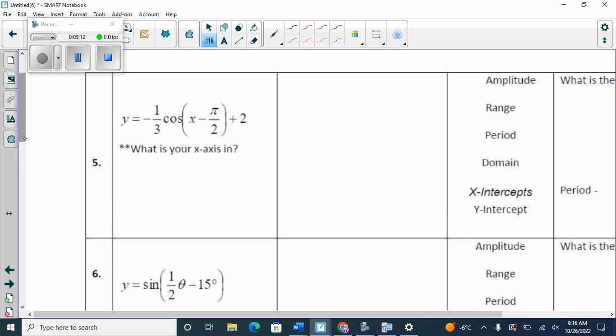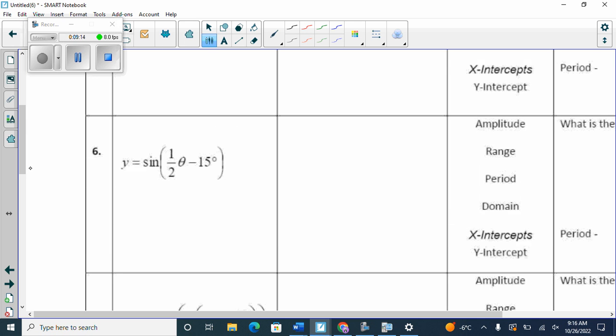What's the problem with this one here? It's not a coefficient of 1 in front of the theta. So make sure you take that half out. Okay? Try them out. Good practice for tomorrow.